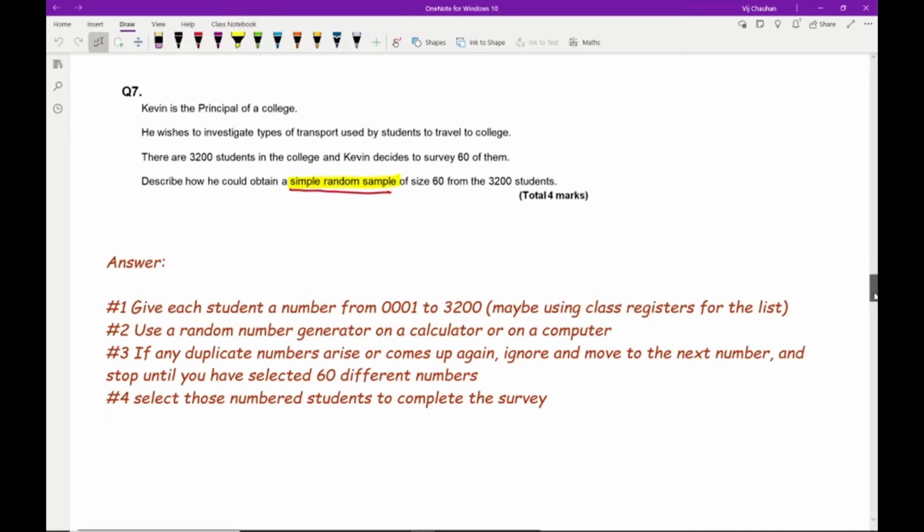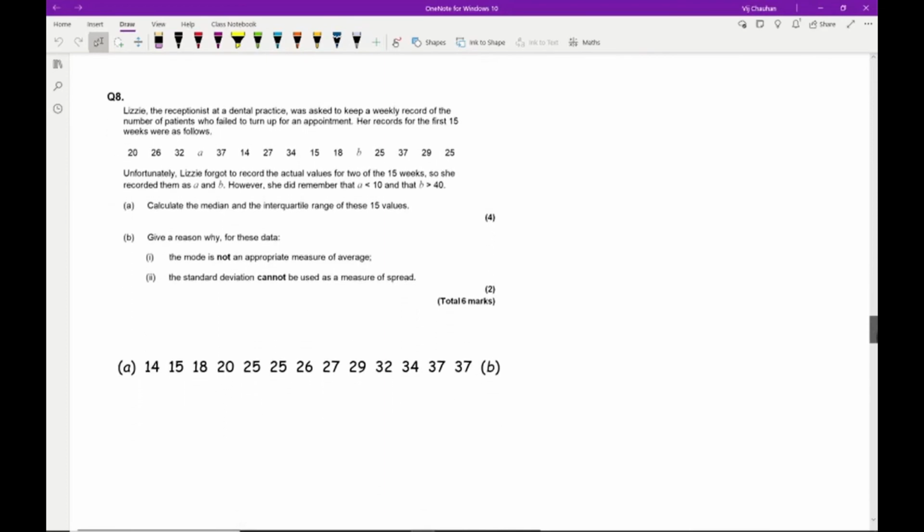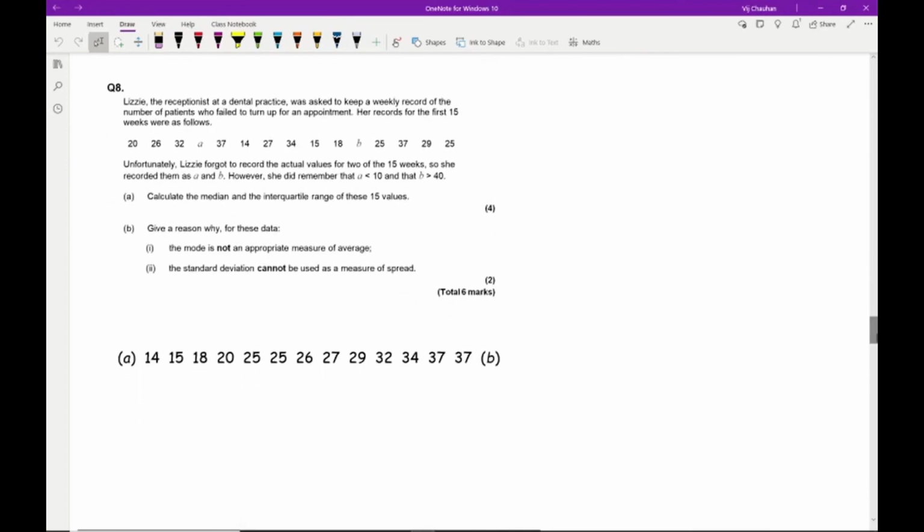So let's move on to the next question. The next question looks at this. Again, it's to deal with quartiles and medians. It says that Lizzie, a receptionist at a dental practice, was asked to keep a weekly record of the number of patients who failed to turn up for an appointment. Obviously one of the biggest pet peeves of any receptionist in the medical profession. Her records for the first 15 weeks are as follows, and you've got the list of numbers there.